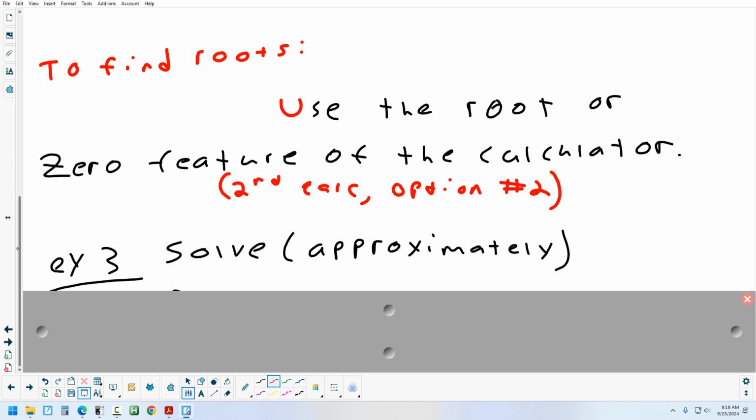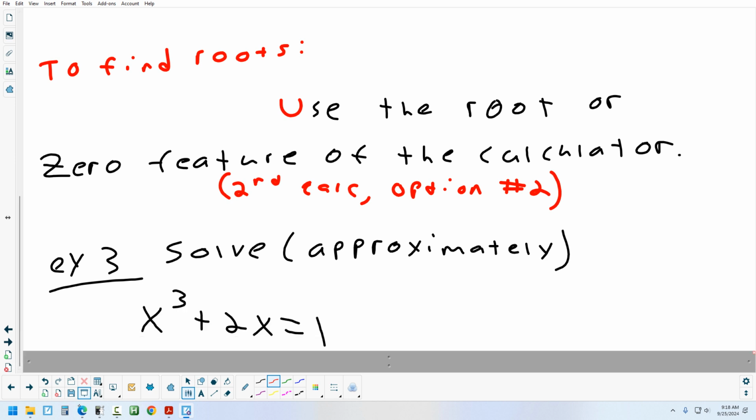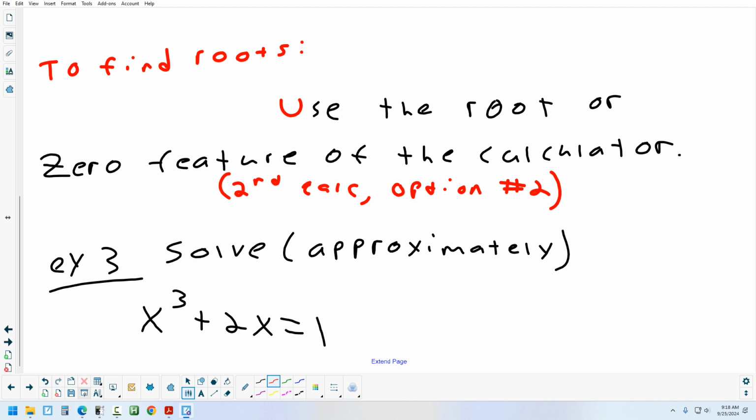All right, so let's try this one. I'm going to solve it approximately. Now, before we solve it, what's the highest exponent in that equation? 3. It's a 3. Does that mean that this is a quadratic? The highest exponent is a 3.